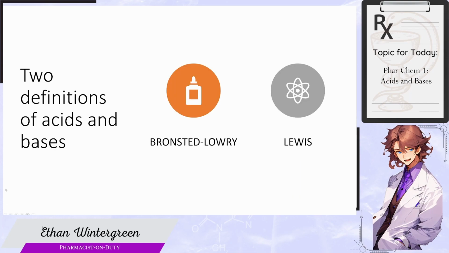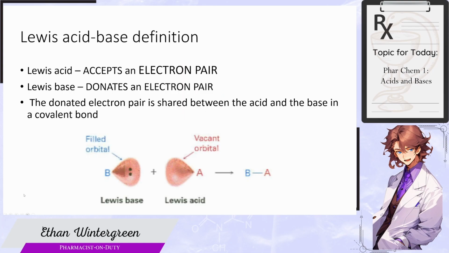So we have two working definitions for acids and bases. We have our Bronsted-Lowry definition and we have our Lewis definition. We won't be going too much into the Lewis definition since it would be more useful in your organic chemistry. Instead, we're going to be focusing on our Bronsted-Lowry definition. So let's start with the Lewis acid definition so we can get it out of the way.